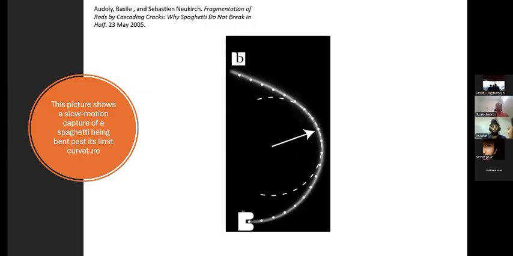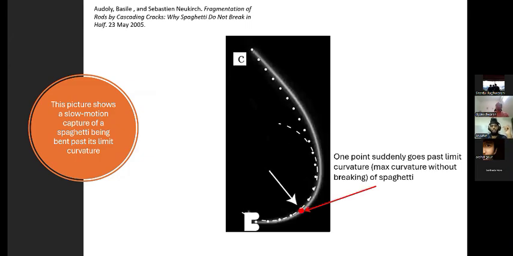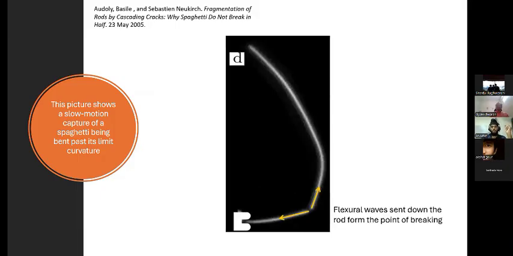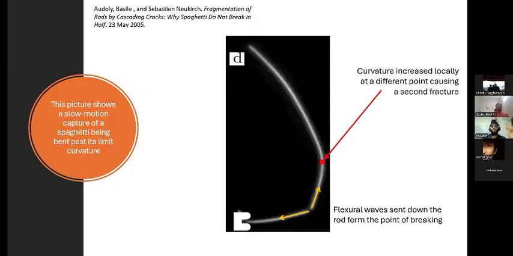Now, let's have a look what happens as the spaghetti is bent. As the spaghetti is bent, the curvature of every single point increases until eventually one of the points suddenly goes past the limit curvature and it ends up snapping. Now, as this piece of spaghetti snaps, it sends flexural waves down the rod from the point of breaking. What these flexural waves actually do is that they go down the rod and they increase the curvature locally at a different point, causing a second fracture.